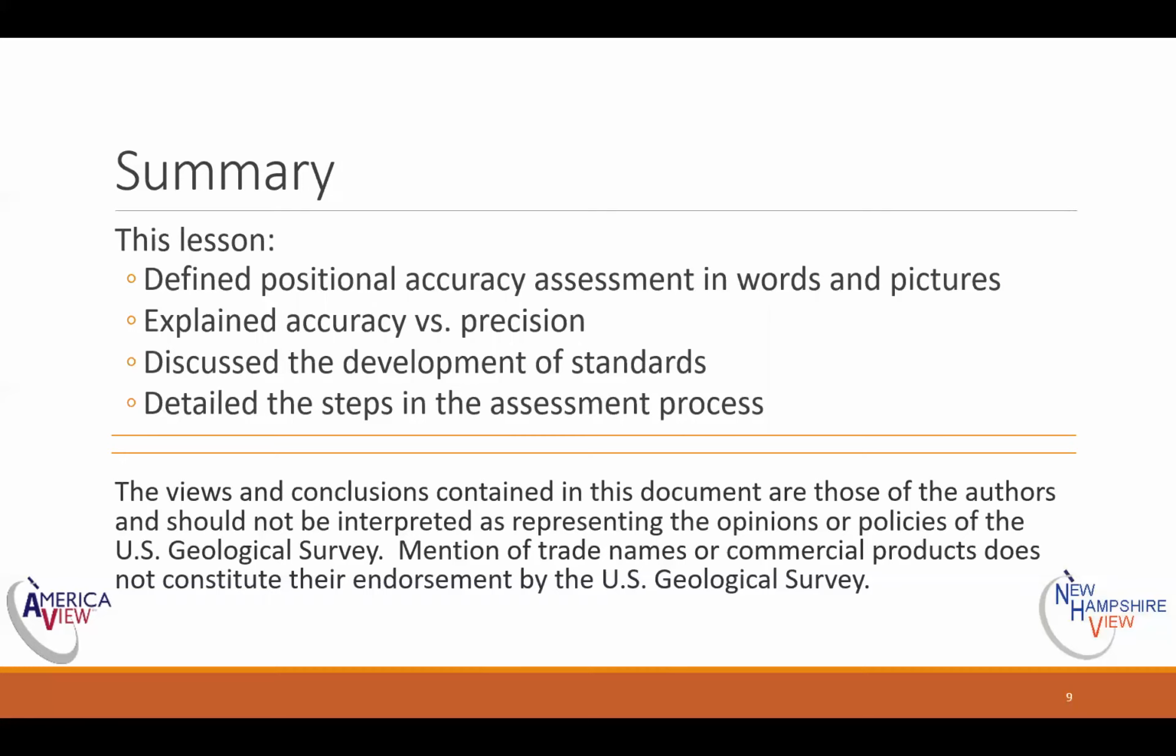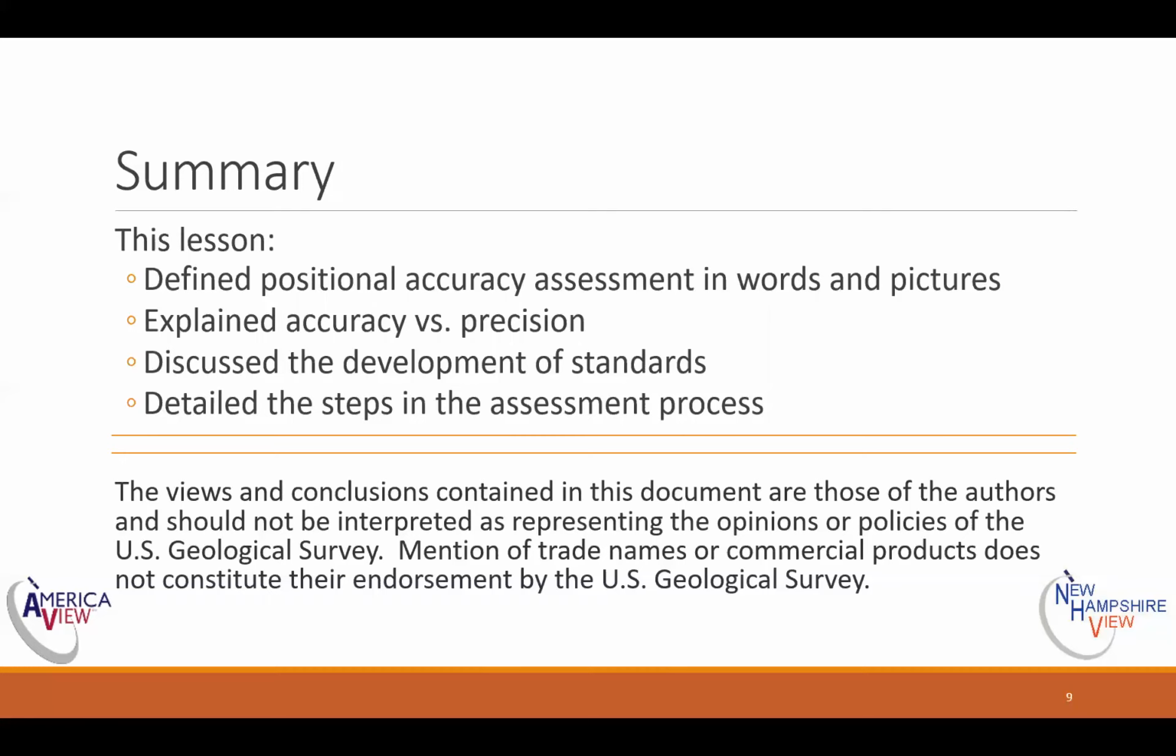These are very different things. Accuracy: how close we are to the right answer. Precision has to do with repeatability, and so please don't use those interchangeably. We went through the development of the standards, and hopefully you understand how important that was. And there's a lot you can read about that.